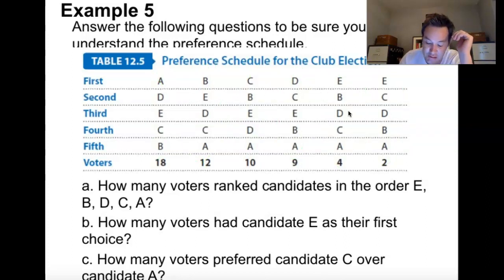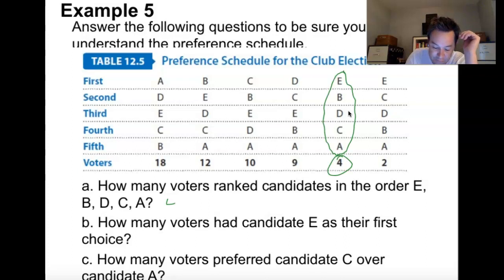How many voters ranked the candidates in the order E, B, D, C, A? So you just want to find the column that matches that order vertically from top to bottom. E, B, D, C, A. This column right here, the second to last, and there were 4 voters that ranked the candidates in that order.